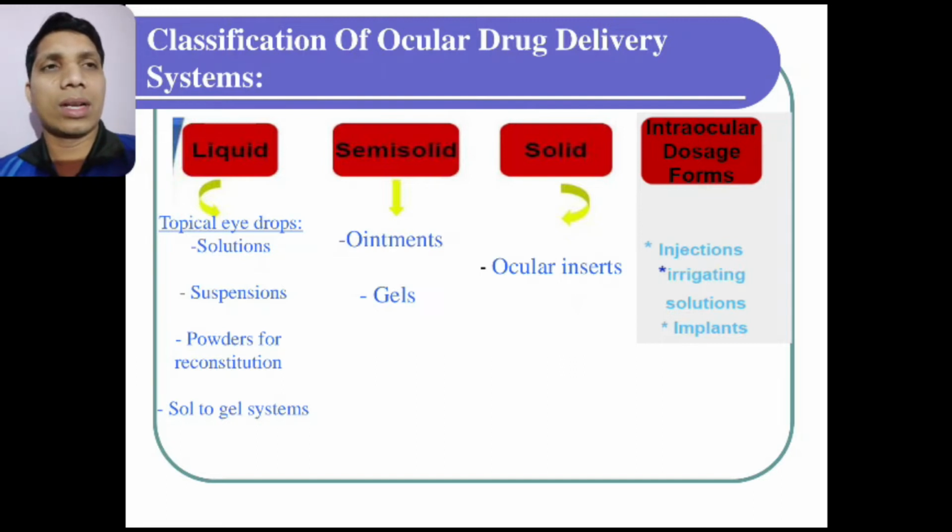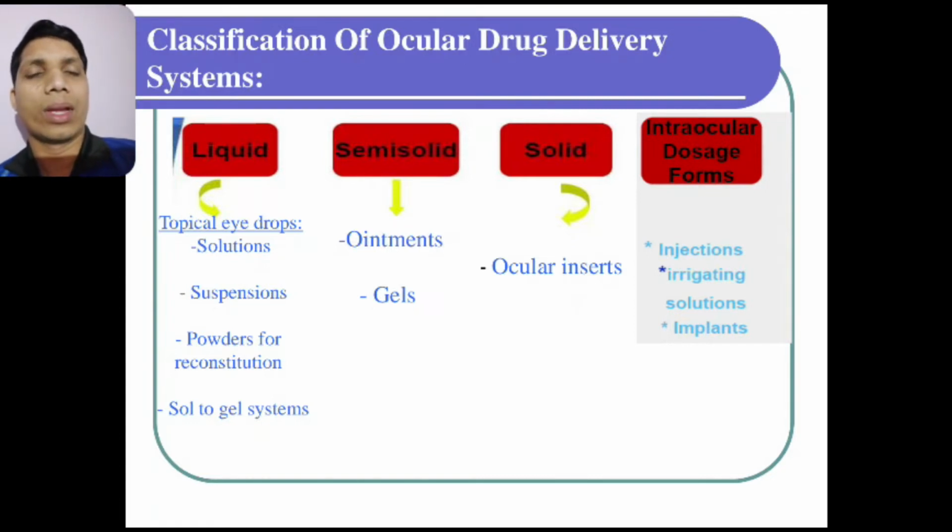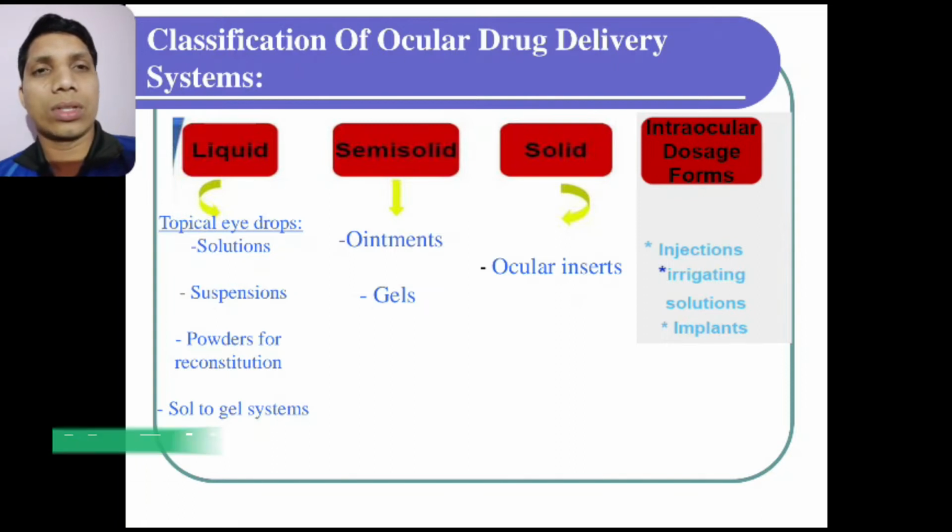Others that are used are injections and irrigation solutions, and third is implants. First we will briefly discuss only the types of liquid dosage forms. First is the topical eye drops, which contain solutions, suspensions, and some powders for reconstitution, and the solution to gel system.